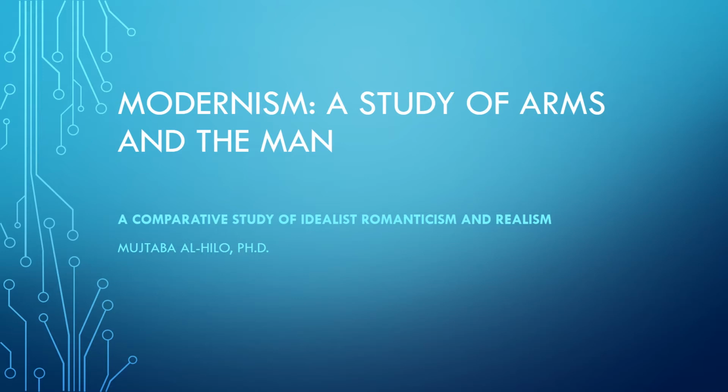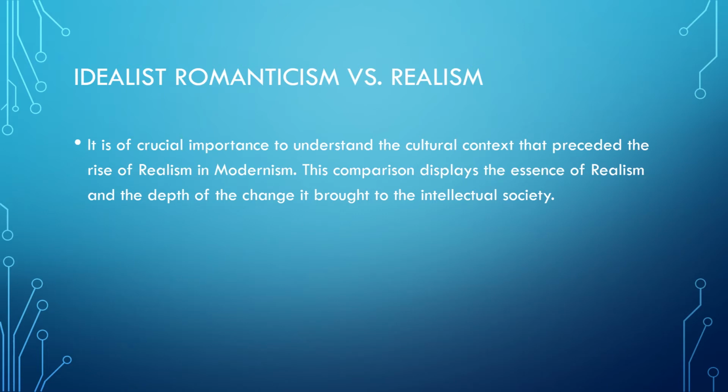Why is it important to know about idealist romanticism that preceded realism? It is of crucial importance to understand the cultural context that preceded the rise of realism in modernism. This comparison displays the essence of realism and the depth of the change it brought to the intellectual society. It is really important to make comparisons when we are studying something. It is of great importance to know the preceding cultural, social, political, and even intellectual context that gave rise to the new movement, to the new idea, or to the new ideology of modernism.